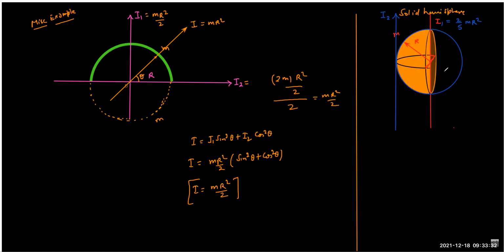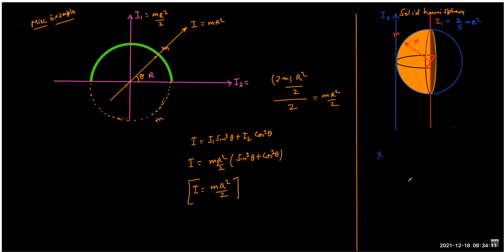7 m r square by 5. Hmm? 7 m r square by 5. So I also got the same. Think again, think again. It's not easy. Think again and think properly. Is I1 ICM? Are you sure? Is it passing through the center of mass of the body? No. So if it is not passing through the center of mass of the body, you cannot apply the parallel axis theorem, correct?